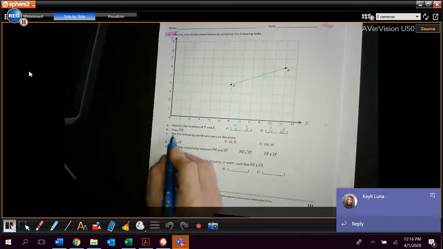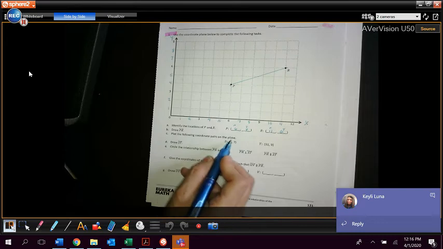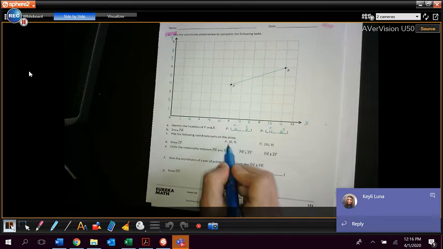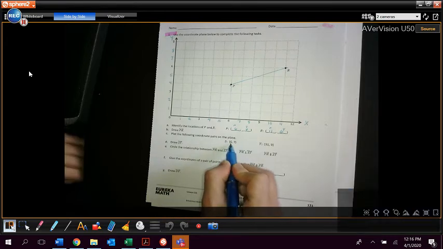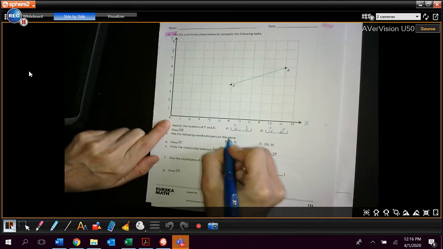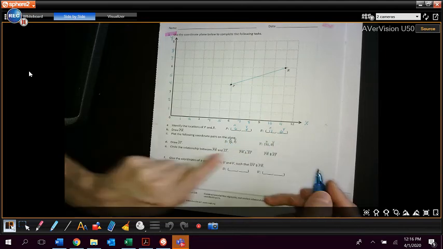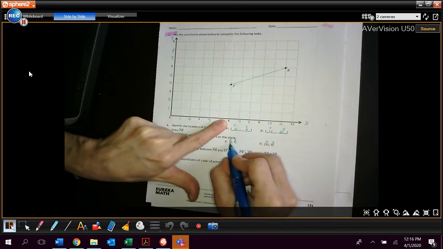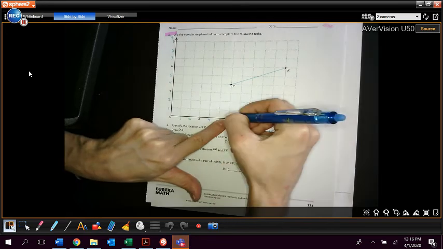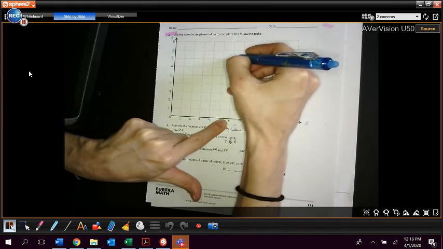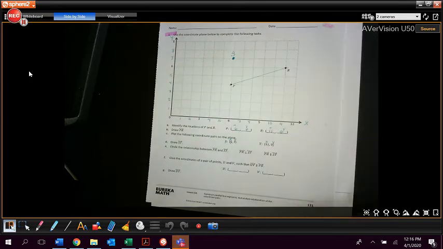Then it says, plot the following coordinate pairs on the plane. So now I'm going to plot these. So for S, we're going to start with 6. So remember, this is our X and our Y, our X, our Y. I'm going to look for 6. And my Y is 7. So I'm going up all the way to 7, right here. And this is going to be S.